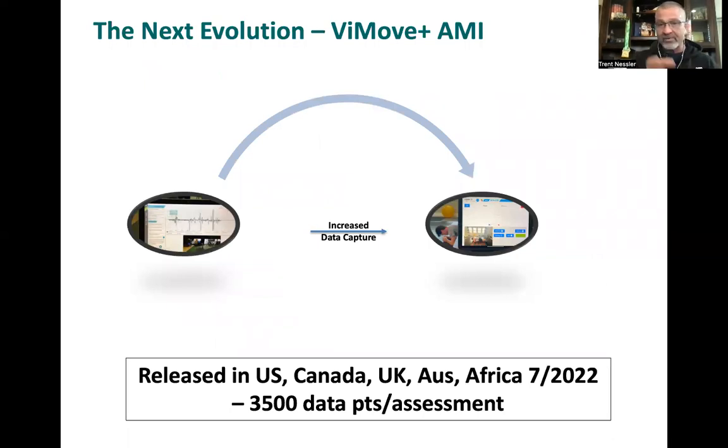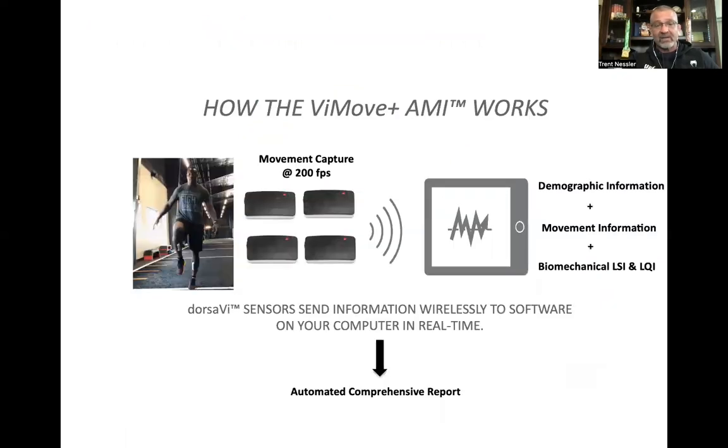So we had our old version. We used that on a lot of different individuals, 450 facilities. In July of this year, we have now launched our new version, which I'll share with you in a moment. We went from 1,500 data points now to over 3,500. We released it in the US, Canada, UK, Australia, and Africa. And the goal is, again, to collect a lot of data on a lot of individuals.